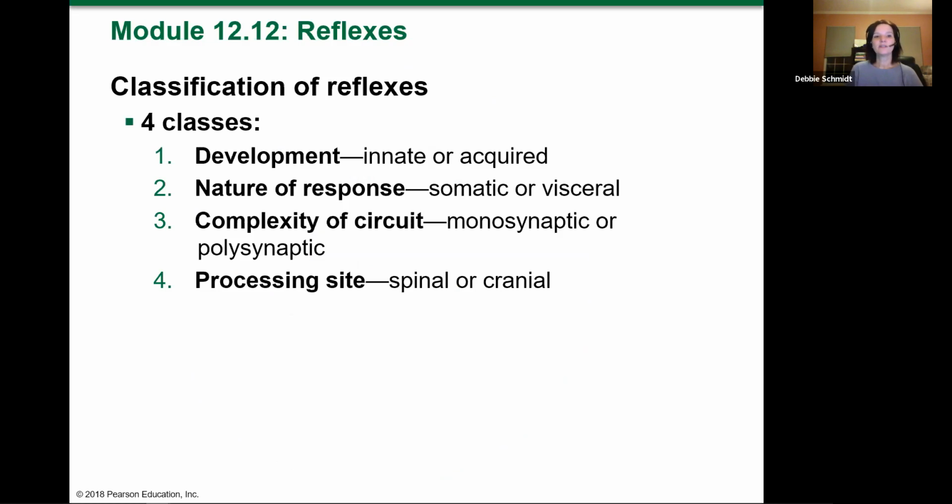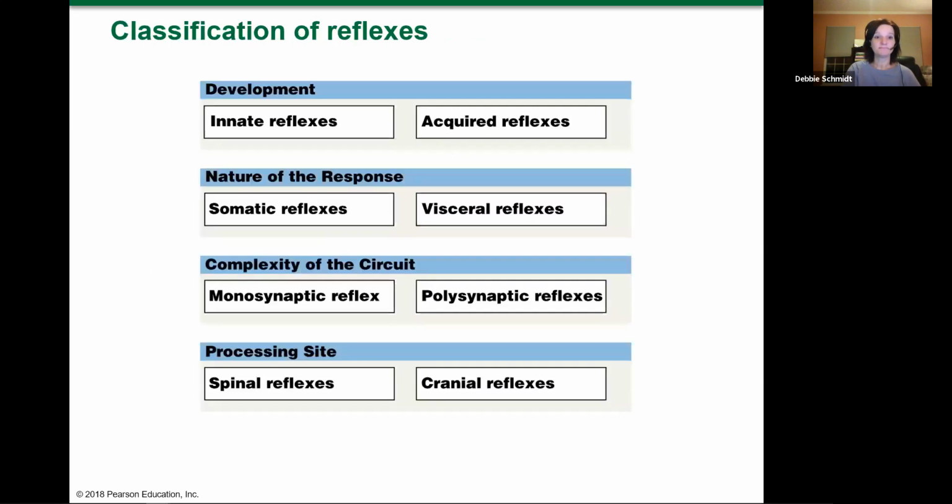We can classify reflexes four ways, based on development, the nature of the response, the complexity of the circuit, or the processing site. In development, they can either be innate reflexes, meaning that they were formed before birth, or acquired reflexes, meaning that they are learned, okay, through repetition, practice makes perfect. An example of an innate reflex would be the suckling reflex of a newborn. They automatically know how to latch on and suck on a nipple.